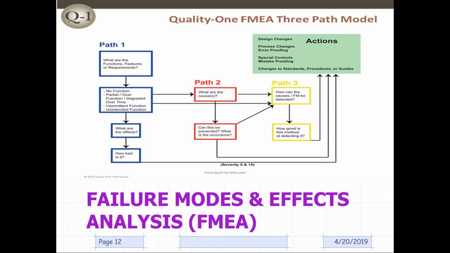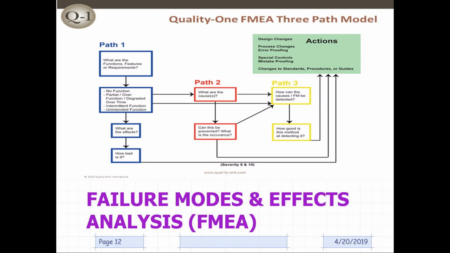So here's what a failure modes and effect analysis looks like. These are usually called FMEA. It's a 3-path model. As you can see, path 1, 2, and 3. Path 1 is what are the functions, features, or requirements. If there's no function, partial or over, intermittent or unintended, and what are the effects and how bad is it?